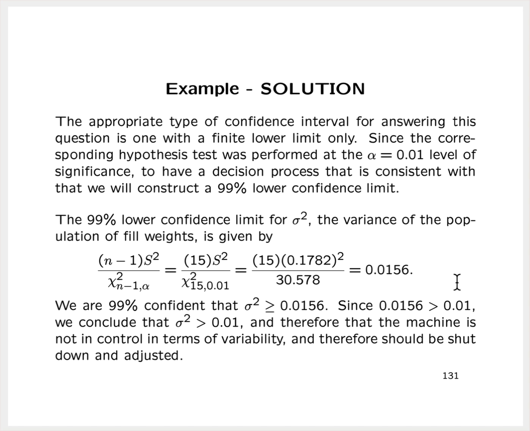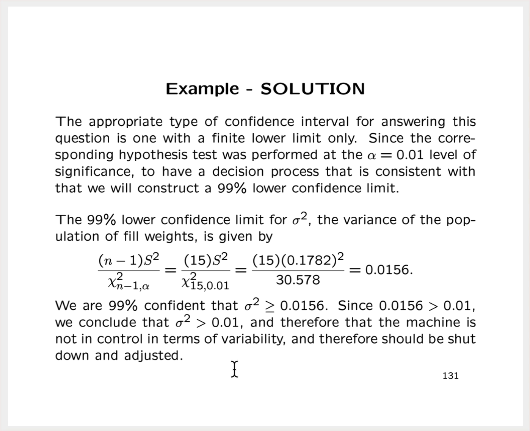0.0156. And since 0.0156 is greater than 0.01, we can conclude based on this lower confidence limit that sigma squared is greater than 0.01. And because it's greater than 0.01, we conclude that the machine is not in control in terms of the variability of fill weights, and therefore the machine should be shut down and adjusted. And so that is how we can use a lower confidence limit to answer the same kind of question that we can answer with a right-tailed hypothesis test.